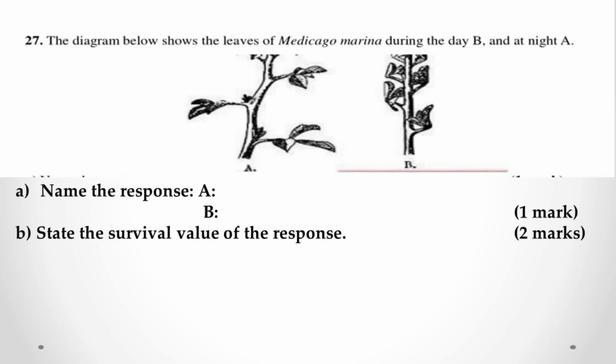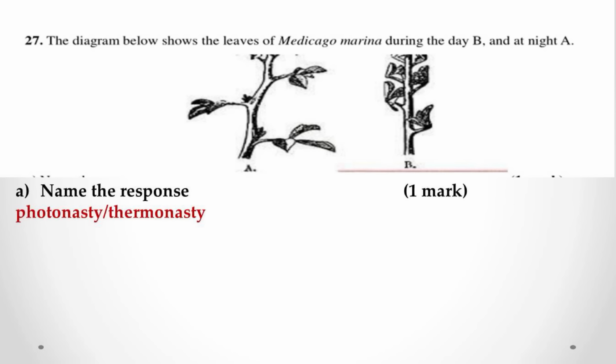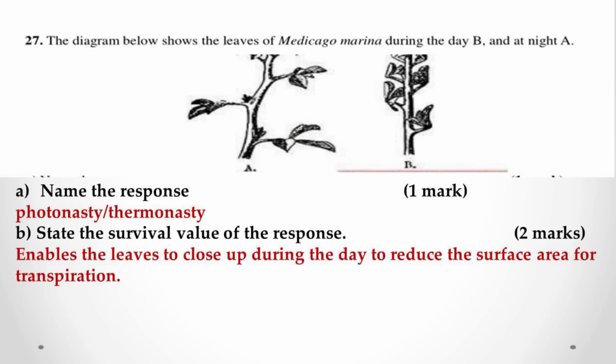Question 27. Name the diagram below. The diagram below shows the leaves of Medicago marina during the day B and at night A. Name the responses A and B. And question B, state the survival value of the response. The responses are called photonasty, or you can also call them nyctinasty. The survival value of the response is that it enables the leaves to close up to reduce the surface area for transpiration.